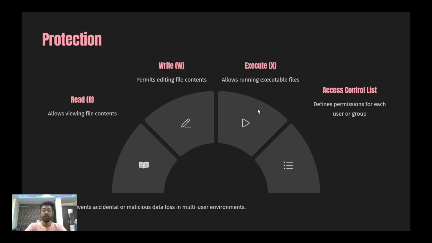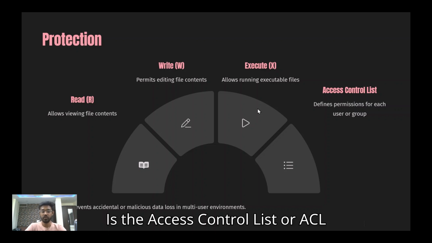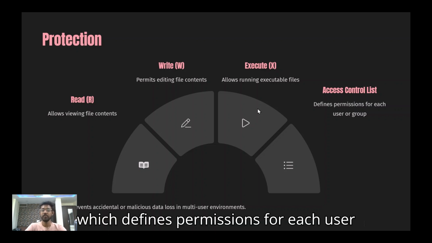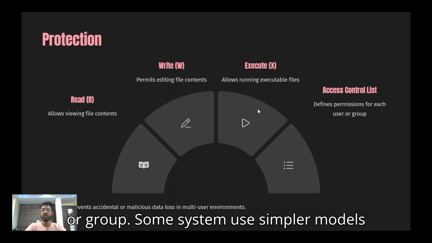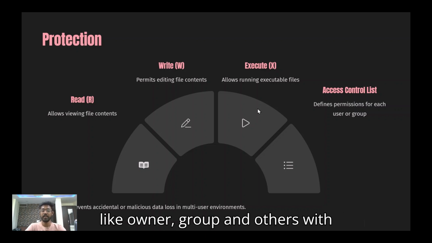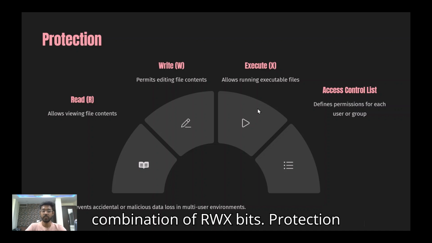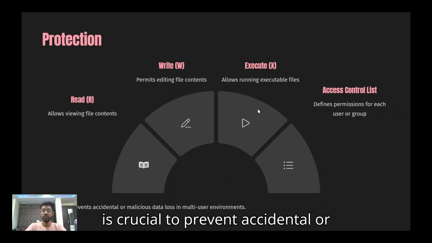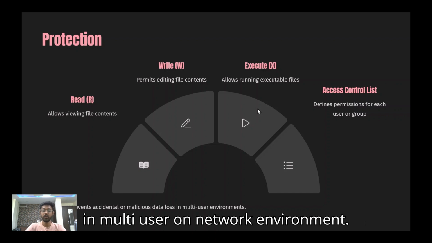One key mechanism is the Access Control List, or ACL, which defines permissions for each user or group. Some systems use simpler models like owner, group, and others with a combination of RWX bits. Protection is crucial to prevent accidental or malicious data loss, especially in multi-user or network environments.